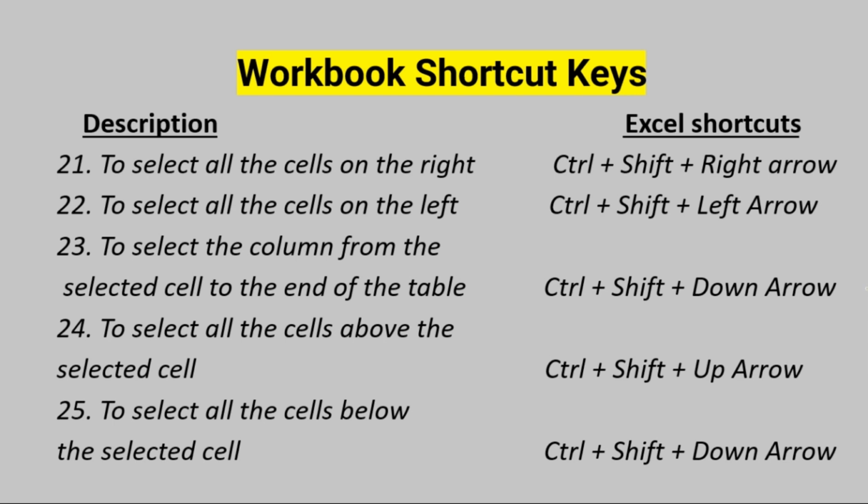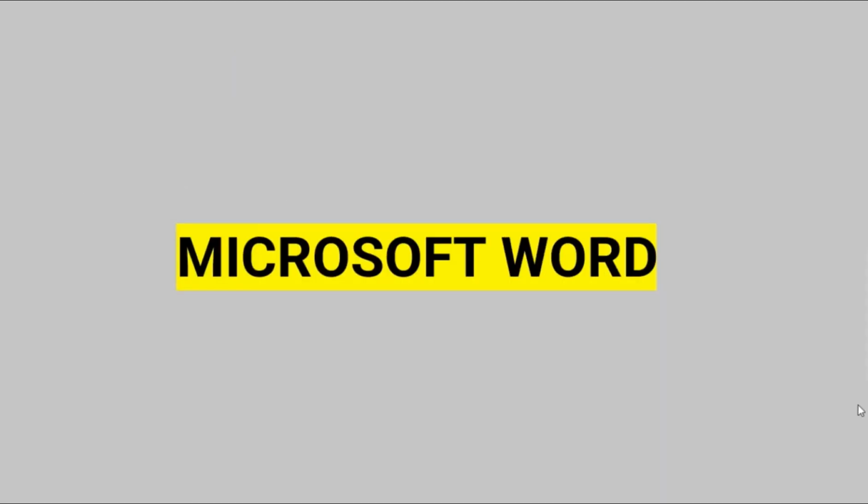Next, if you wish to select all the cells above the selected cells, then use Control plus Shift plus up arrow button. Next, if you wish to select all the cells below the selected cell, then use Control plus Shift plus down arrow button. Okay guys, so it was all about the shortcut keys of Microsoft Excel. Now let's begin with Microsoft Word.